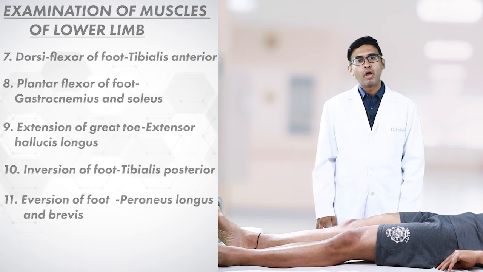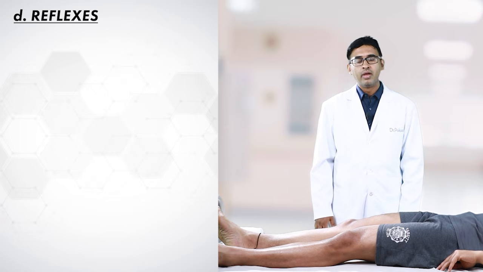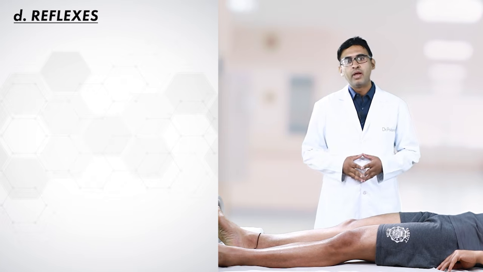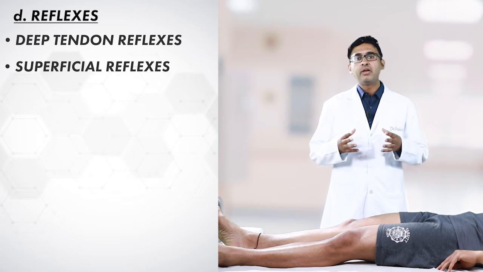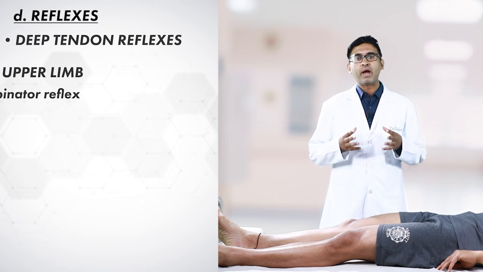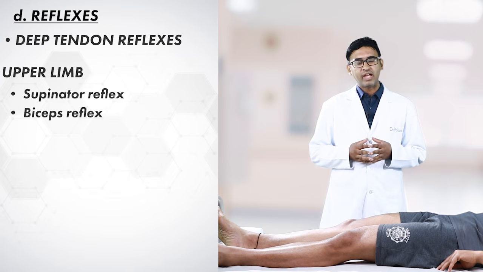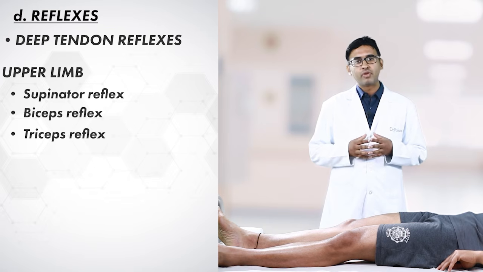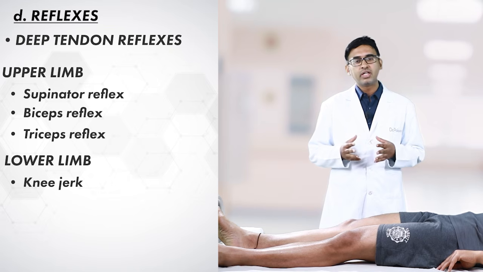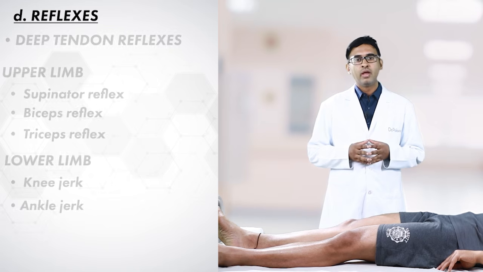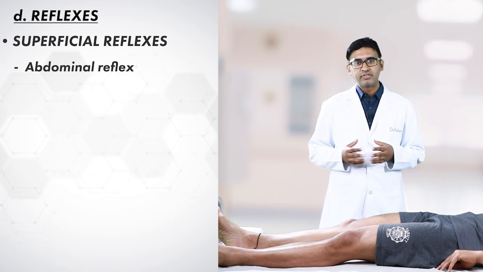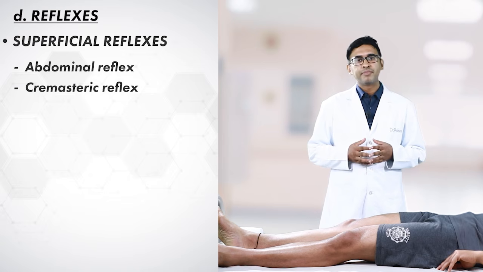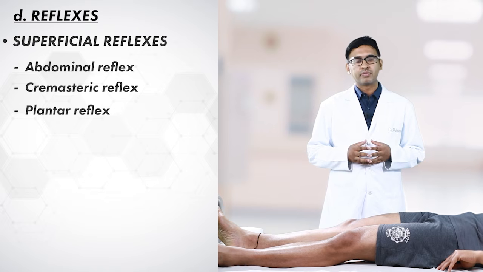Coming to the examination of the deep tendon reflexes. Reflexes are of two types, deep tendon reflexes and superficial reflexes. The deep tendon reflexes of the upper limb are the supinator reflex, the biceps reflex, and the triceps reflex, whereas the deep tendon reflexes of the lower limbs include the knee jerk and the ankle jerk. The superficial reflexes that we are going to check include the abdominal reflexes, the cremaster reflexes, and the plantar reflex.